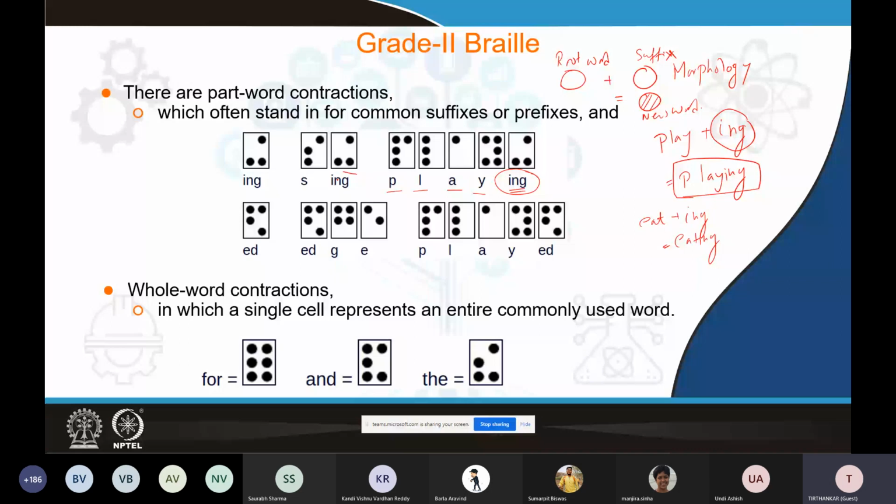Similarly, in sing, you will see that ing is not a suffix. It's a part of the entire word sing. So sing doesn't come from s plus suffix ing. But still, since ing is there, and we already know that ing is a very frequent sequence and there is a contracted representation of ing, it is going to be represented like this.